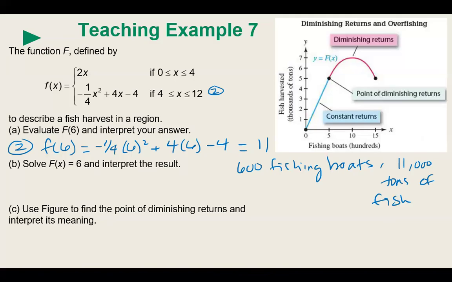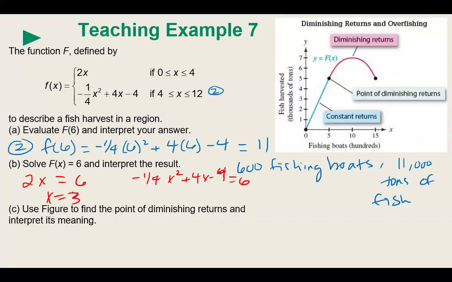Perfect. So you're going to test 2x equals 6, and you're testing negative 1/4 x squared plus 4x minus 4 equals 6. Okay? You can clearly do this by hand, right? If I have 2x equals 6, what is x? x equals 3.